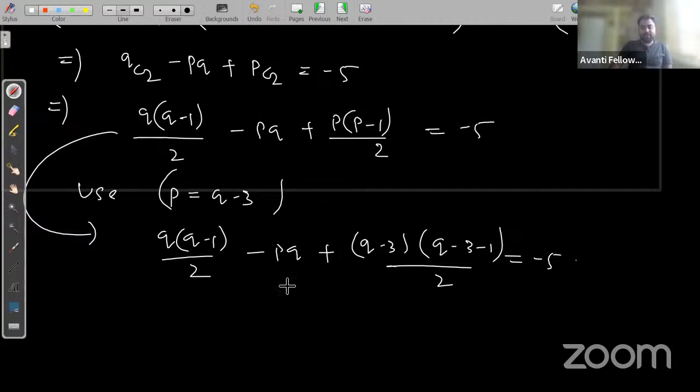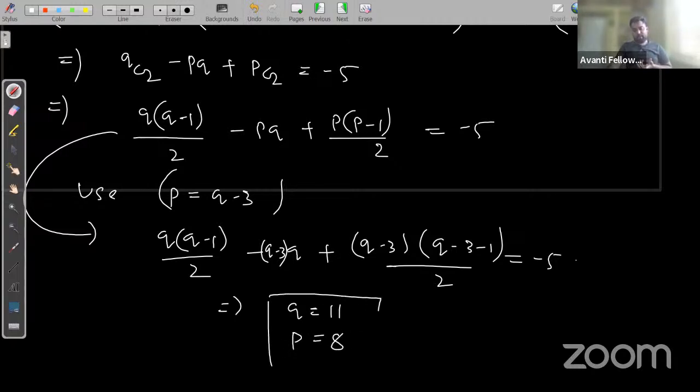So by solving this, you will get all the terms now. You can observe here, all the terms are in terms of Q. So by solving this equation, you will get Q is equal to 11. And after getting Q is equal to 11, P becomes 8. Right? So you got the value of P and Q.